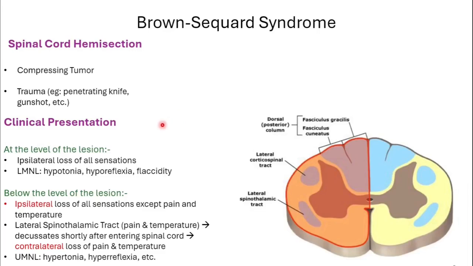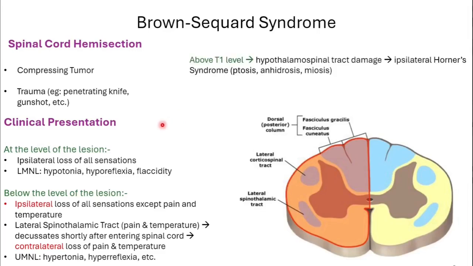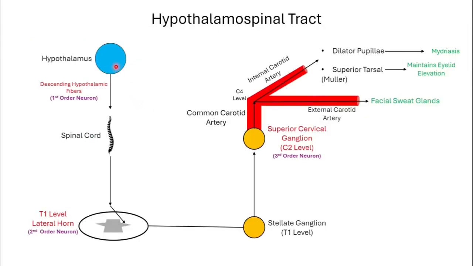And finally, if the lesion occurs above the T1 level, it can damage the hypothalamo-spinal tract and cause an ipsilateral Horner syndrome, which presents with ptosis, anhidrosis, and miosis. And this takes us back to our previous lecture, when we said that the hypothalamo-spinal tract descends from the hypothalamus to the lateral horn of T1 and then goes up again to the level of the carotid bifurcation at C4. So basically, anywhere above the T1 level is a place where the hypothalamo-spinal tract could get affected.